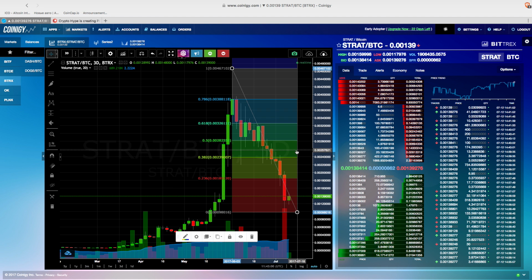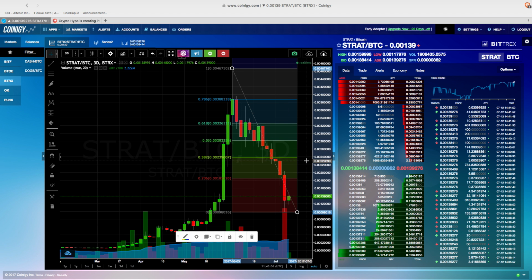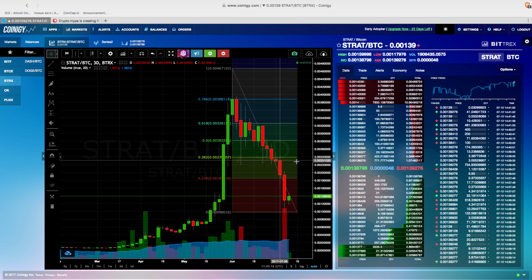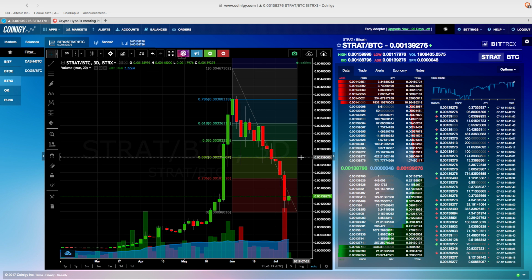If you guys are really doubting Thomases, you can always make sure to get Stratis around this area, because a lot of whales, a lot of people with a lot of money, only buy around the 38.2 Fib. When it reaches this area, we can be certain that it's going to go up, because when you're trading with Fibs, this is a very great indicator that the cryptocurrency coin is going to have a major comeback and everything is going to be good and dandy.